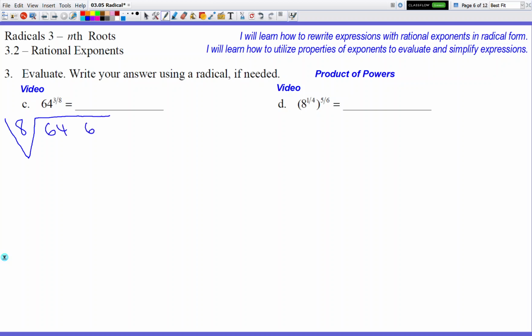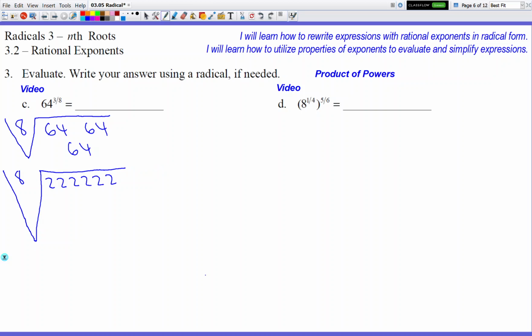64, 64, 64. Okay, so do I have 8 64s that I can circle? No, I don't. So I've got to break up 64 into smaller pieces. Good thing I know that a single 64 is known as 6 2's. 2 times 2 is 4, then 8, then 16, then 32, then 64. So a single 64 is 6 2's all multiplied together.